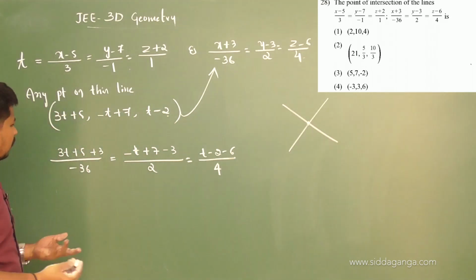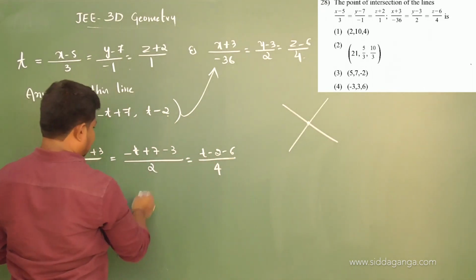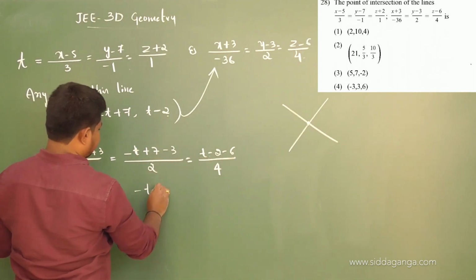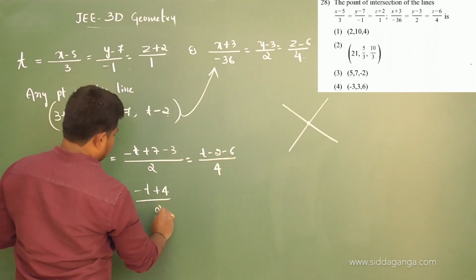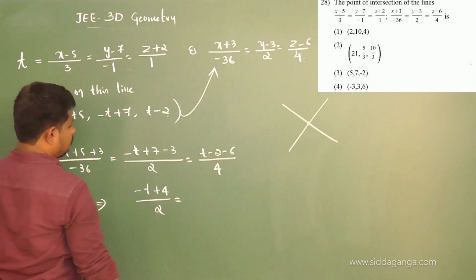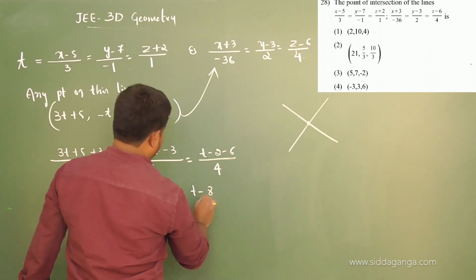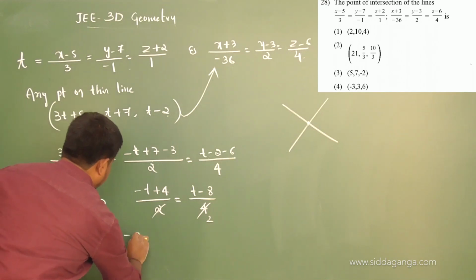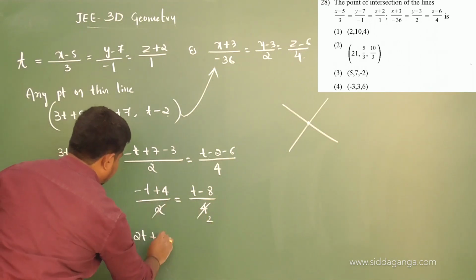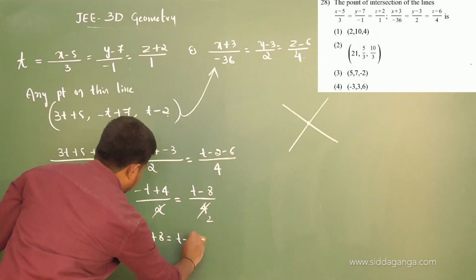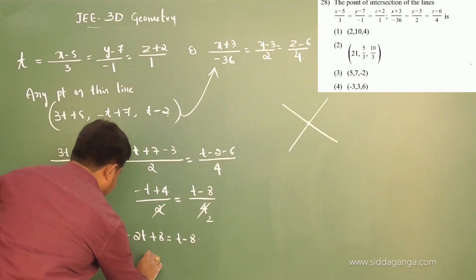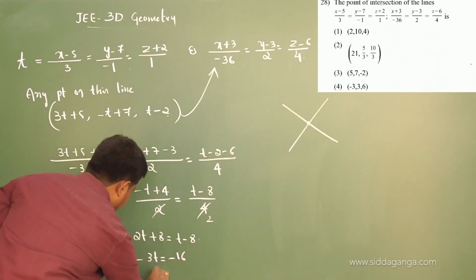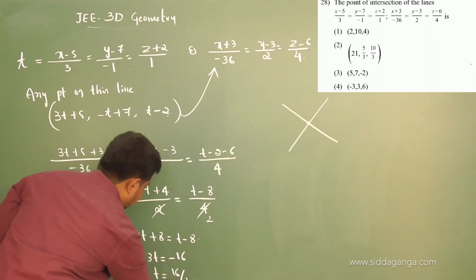Okay. So, on comparing any two, let us compare these two. You get minus t plus 4 by 2 equal to t minus 8 by 4. So, cross multiplying, you get minus 2t plus 8 is equal to t minus 8. So, you get minus 3t is equal to minus 16. So, t is equal to 16 by 3.